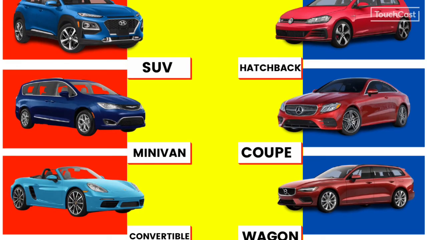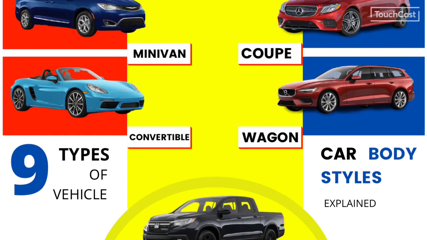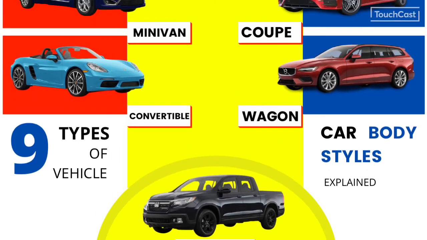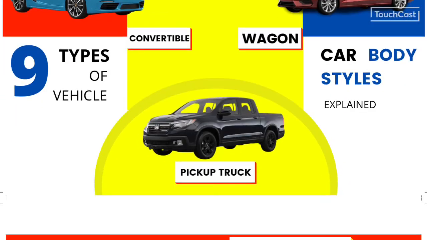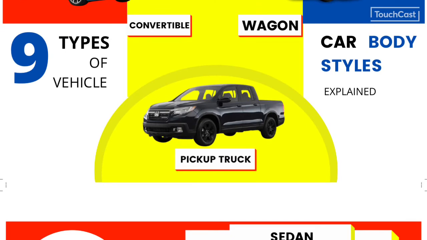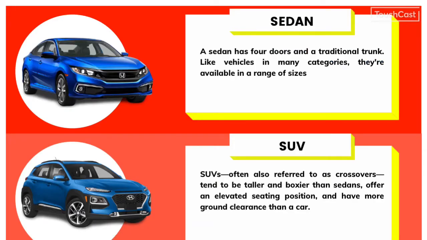Number 6, coupe. Number 7, convertible. Number 8, wagon. Number 9, the last one, pickup truck. Now we move to the explanation for the car design.